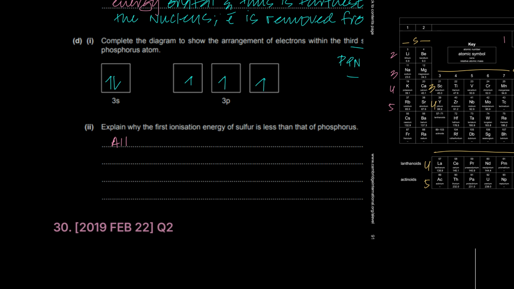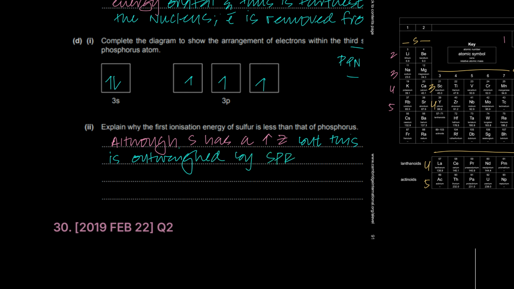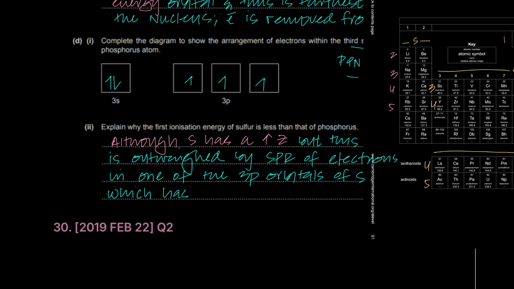So although sulfur has a higher nuclear charge, this is outweighed by spin pair repulsion of electrons in one of the 3p orbitals of sulfur, which contains 2 electrons. Yeah. So see, my English might differ from place to place, but the idea is true.